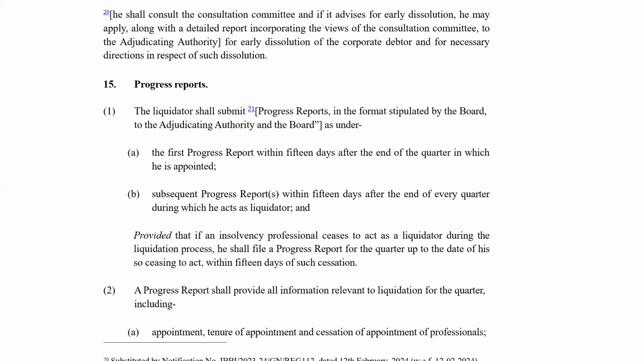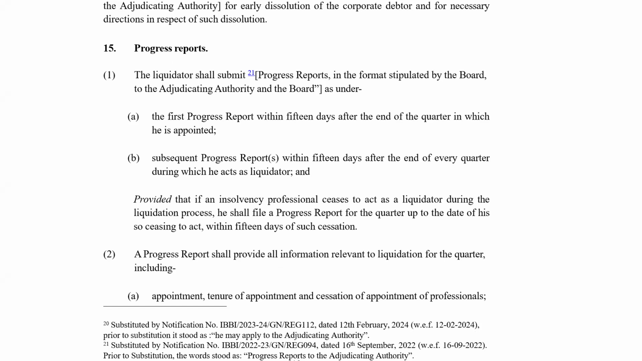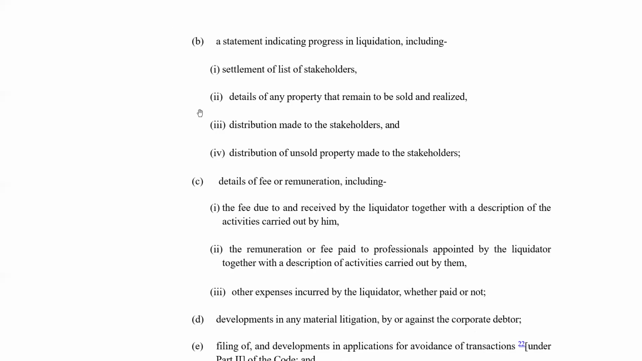और इस प्रोग्रेस रिपोर्ट में क्या लिखना है, क्वार्टरली प्रोग्रेस रिपोर्ट में, अपॉइंटमेंट, टेन्योर ऑफ अपॉइंटमेंट एंड सेसेशन ऑफ अपॉइंटमेंट ऑफ प्रोफेशनल्स। ठीक है। Statement indicating progress in liquidation including settlement of list of creditors and stakeholders, details of any property that remain to be sold and realized, distribution made, मतलब उस क्वार्टर में जो भी प्रोग्रेस हुई ये सारा इसको देना है। Details of fees or remuneration, including the fees due to and received by the liquidator, together with the description of the activities carried out by him। ठीक है। Remuneration or fees paid to professionals, अब आप देखिए दोनों में फर्क है। लिक्विडेटर के बारे में क्या लिखना है?